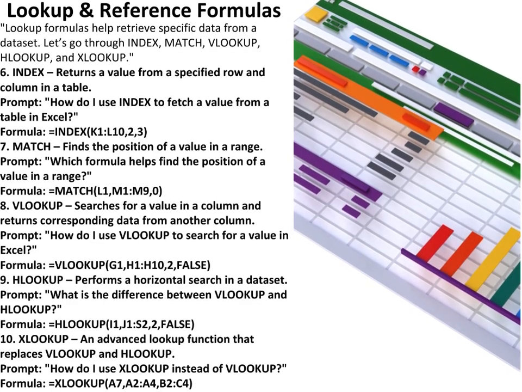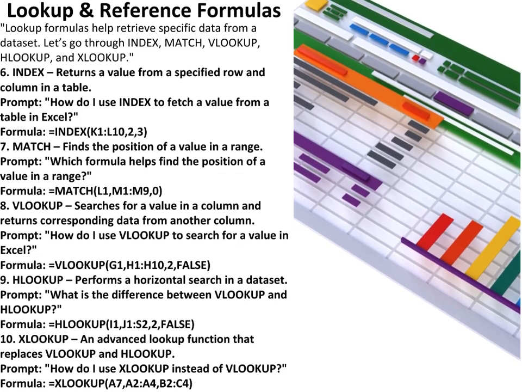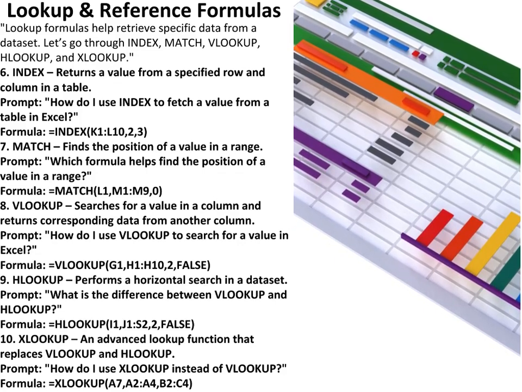6. INDEX returns a value from a specified row and column in a table. Prompt: How do I use INDEX to fetch a value from a table in Excel? Formula: equals INDEX(K1:L10, 2, 3). 7. MATCH finds the position of a value in a range. Prompt: Which formula helps find the position of a value in a range? Formula: equals MATCH(L1, M1:M9, 0).